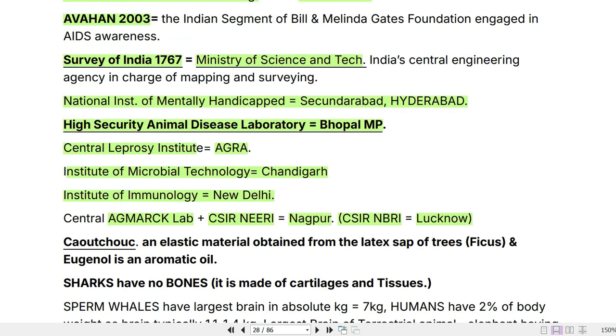So now this is a term, like cat chalk. It is an elastic material obtained from the latex sap of the tree ficus. And eugenol is an aromatic oil which is derived from cloves. Eugenol also has antimicrobial properties. And cat chalk, that is an elastic material obtained from the latex sap of the tree ficus. So from the latex sap of the tree called ficus, you are making an elastic material that is called cat chalk. Okay, so that is cat chalk. And then I also told you about eugenol, which is an aromatic oil.